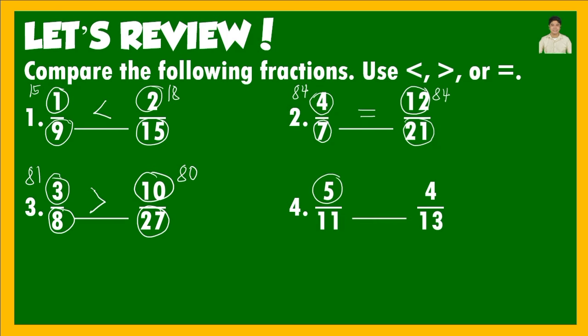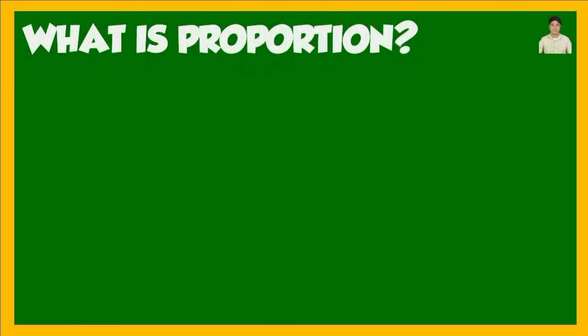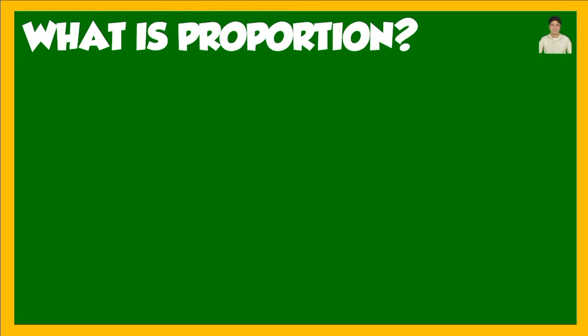So, 5 times 13, product is 65. 4 times 11, the answer is 44. 65 is greater than 44. So, ibig sabihin ang ating symbol dito is greater than. 5 over 11 is greater than 4 over 13. So, that is how you compare fractions. So, ayan, tapos na tayo sa review. Let us now proceed to our main discussion.